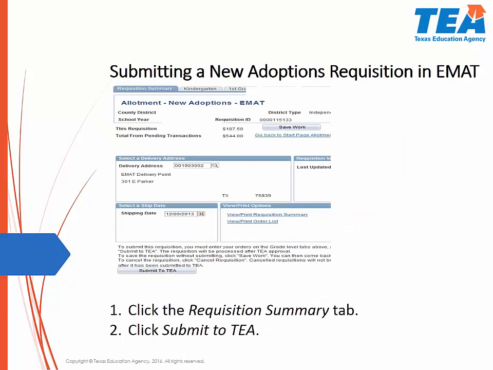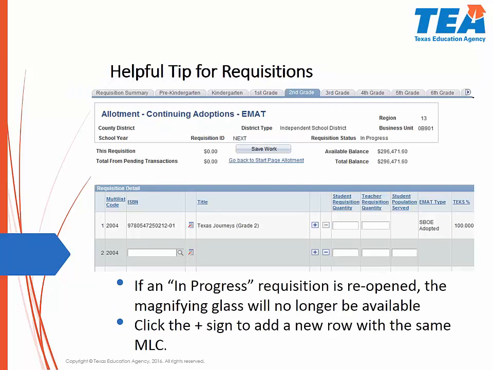After you have made your selections, you will click on the Requisition Summary tab and submit to TEA. It would be good to also click on the View Print Requisition Summary link to see everything you have selected. If you see that the requisition status is in progress, that means you can still alter the requisition.